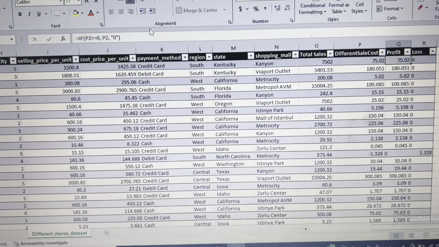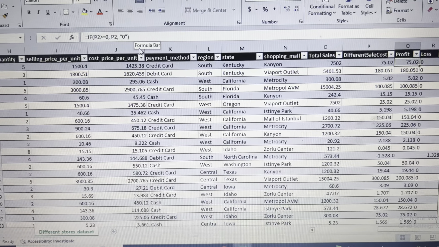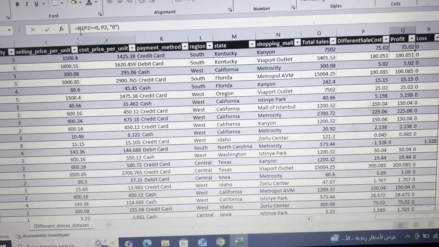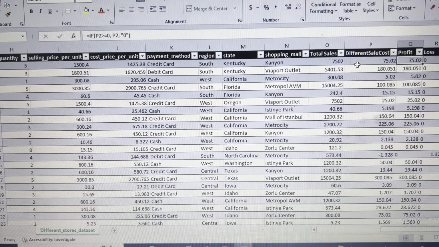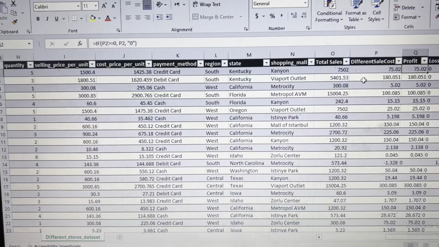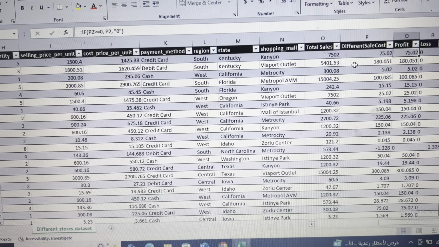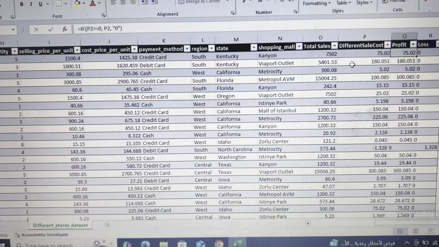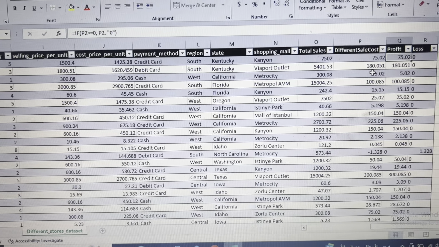It is an if condition, and I'll explain it for you right now. This if condition says that if P2, which means the different sale cost column, any row of its column, is bigger than 0, so that means it's positive, so we write it as it is in the profit. And if it's not, we write 0.